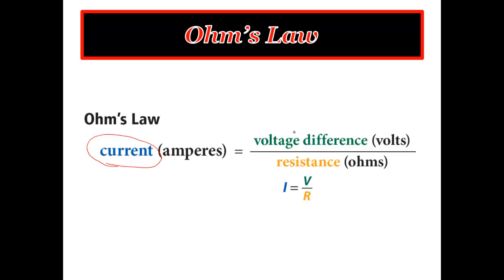So the current is equal to the voltage difference, how many volts, like for example a battery, divided by the resistance, and that's in ohms. A resistance is something like a light bulb, something that basically takes power. So your basic equation that we'll be using is I equals V over R. That's the equation we'll be using for all these problems. So let's go and work this out.